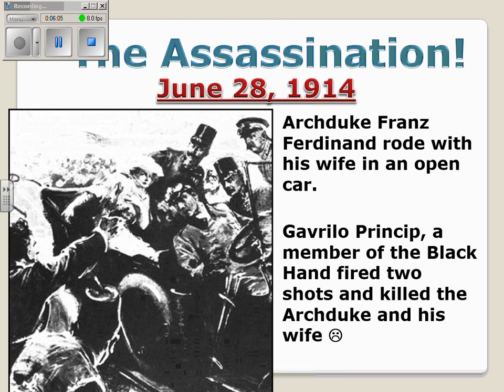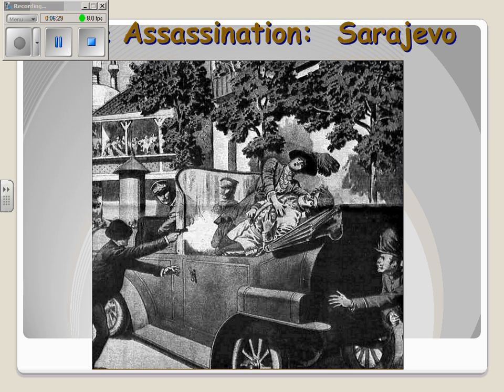Now, it is important to know that in this event, Archduke Franz Ferdinand had been warned of an assassination attempt, and actually his motorcade had made a wrong turn. We talked a little bit about this in class, but the wrong turn gave Princip just the right opportunity and just the right means to assassinate the Archduke. And here's another graphic showing the assassination.